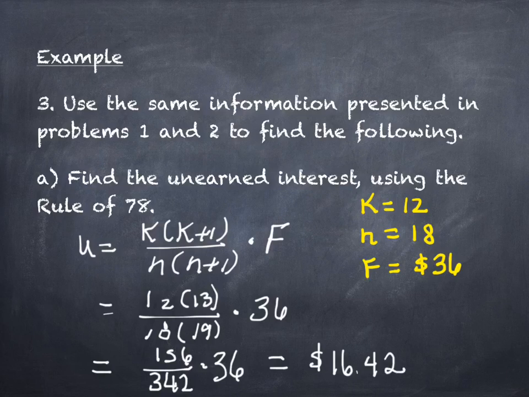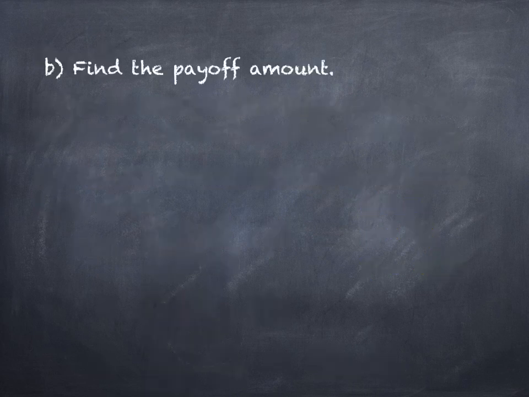So if she uses this method, if her bank uses this method, she only saves $16.42 as opposed to 24 on the other one, right? I mean, the answers aren't like light years away, but she definitely has a different value that she's using for that unearned interest amount. So the last piece then is the payoff amount, and the payoff is done the same way. Payoff formula is the same no matter which method is used.